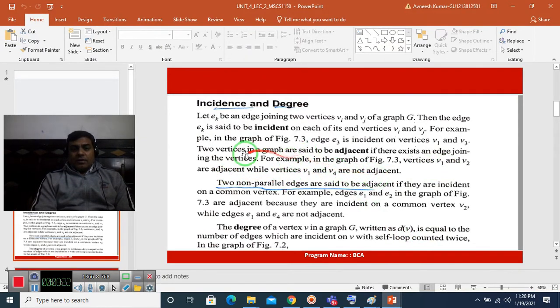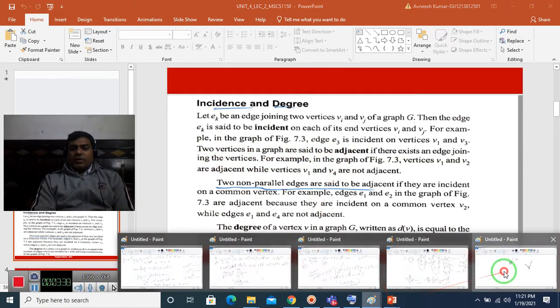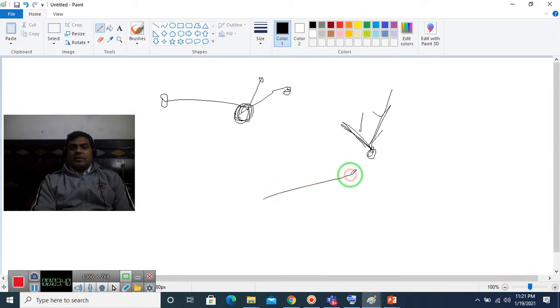Two vertices in a graph are said to be adjacent if an edge joins the vertices. I have explained simply: two vertices are called adjacent if there is one edge joining them. So these two vertices are adjacent vertices.